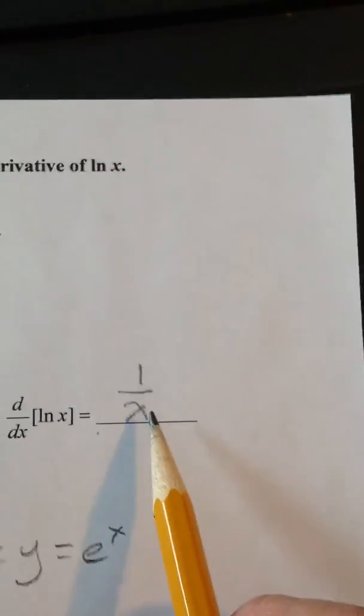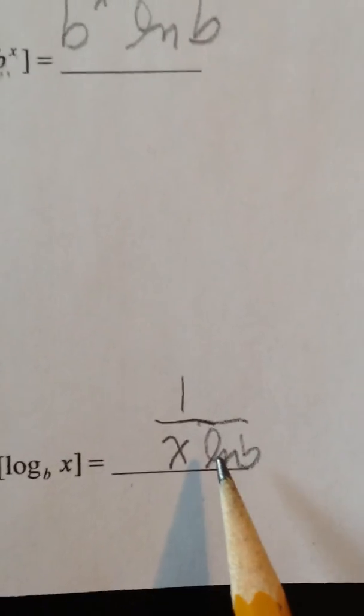And again, that would be the case up here. I would have the natural log of e down there, but the natural log of e is just 1. That's why this one, the natural log itself, clears out to just 1 over x. Down here, you end up with 1 over x ln of b.